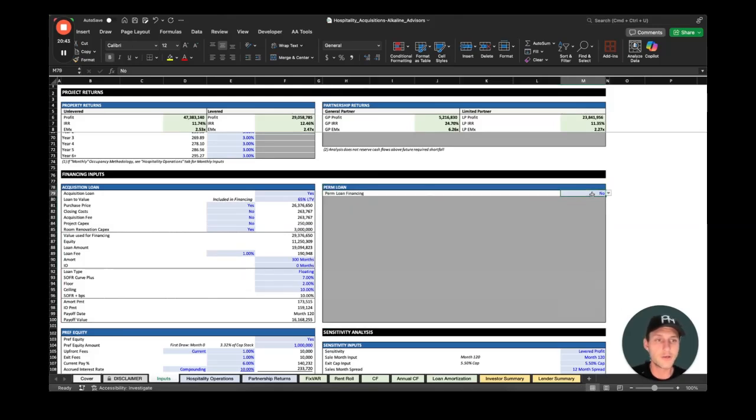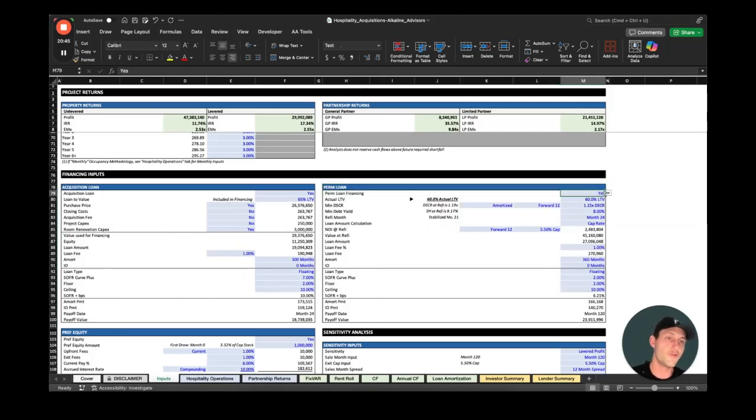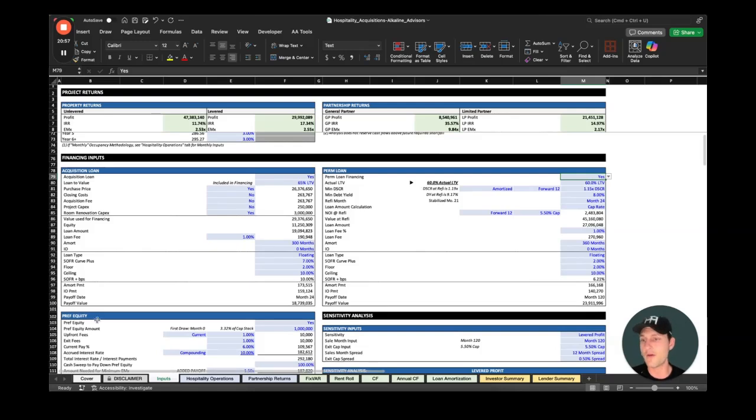So in this box, you can see you can toggle it on or off. If you have it off, what we're going to do is use proceeds from sale to pay off the acquisition loan. If it's toggled on, then you will refi out of the acquisition loan with perm financing. And to the extent you can pay off the pref equity or mezz piece, you'll do that as well.